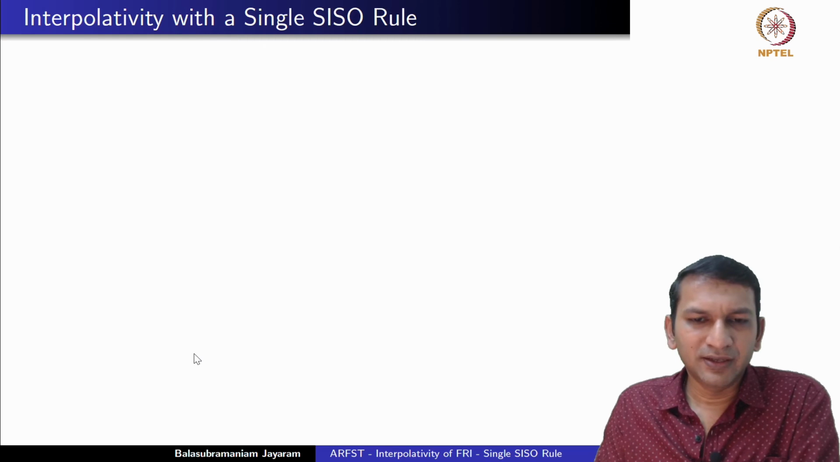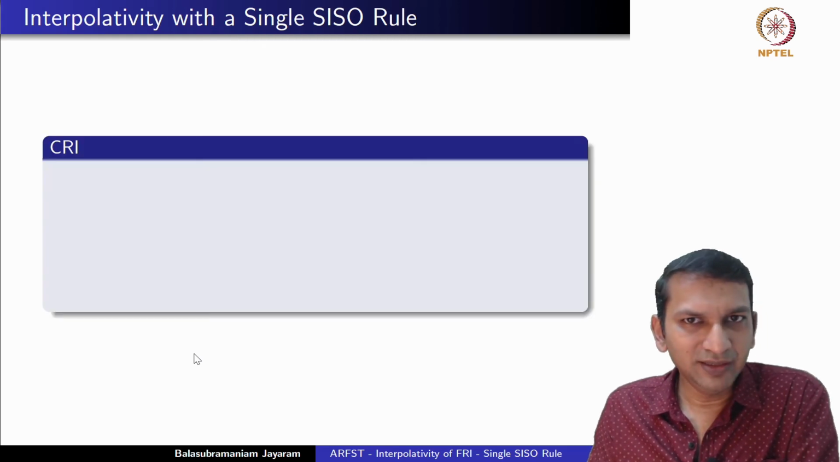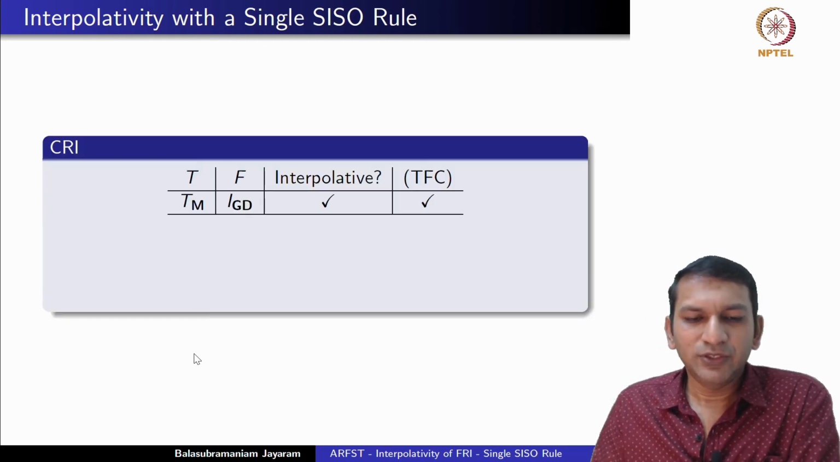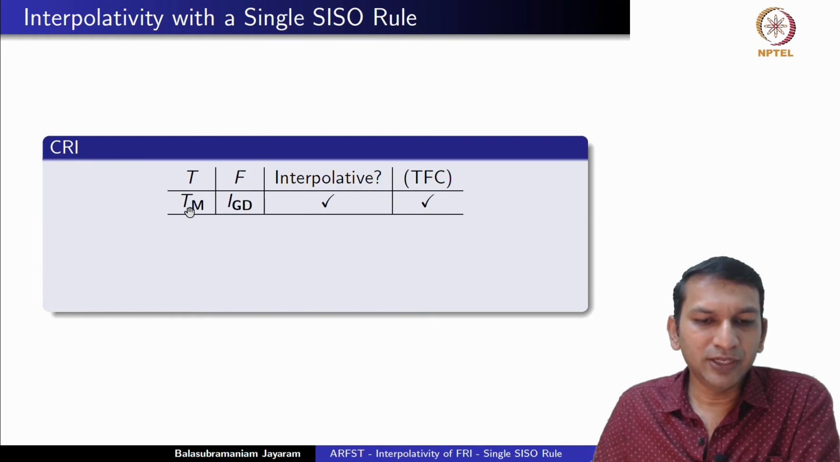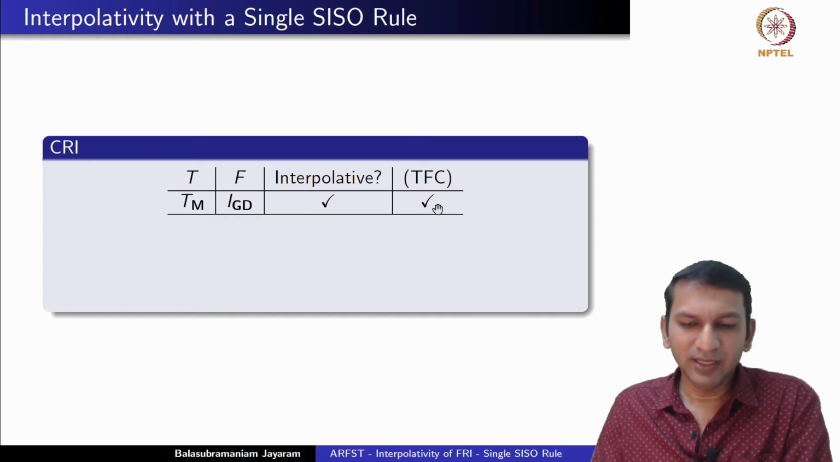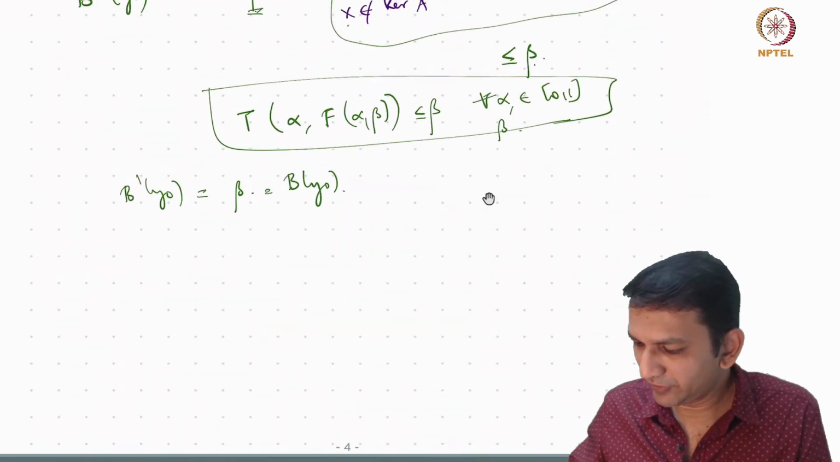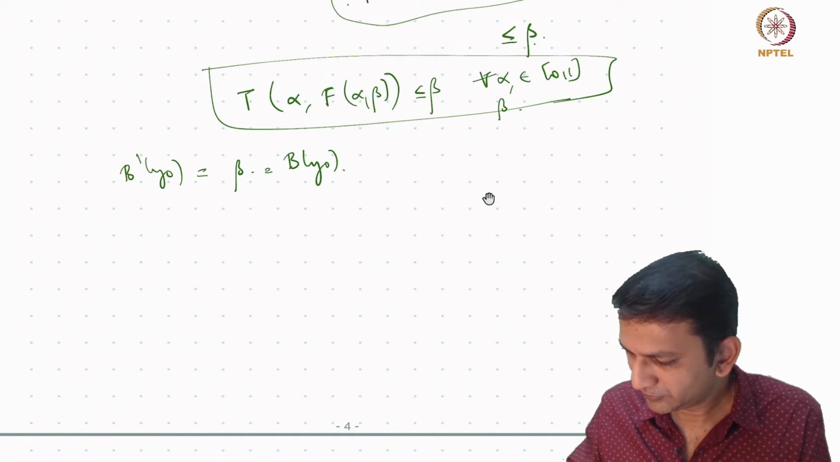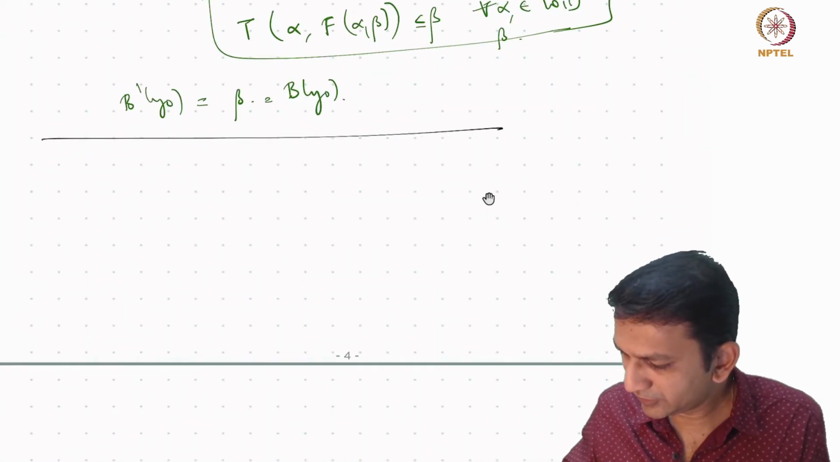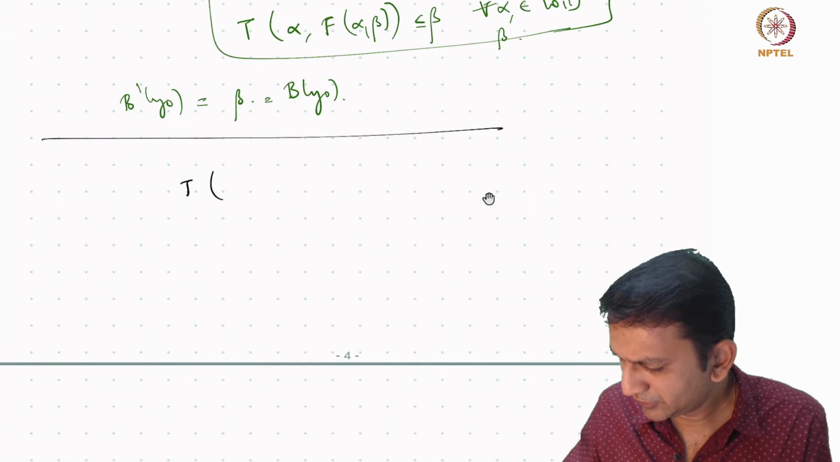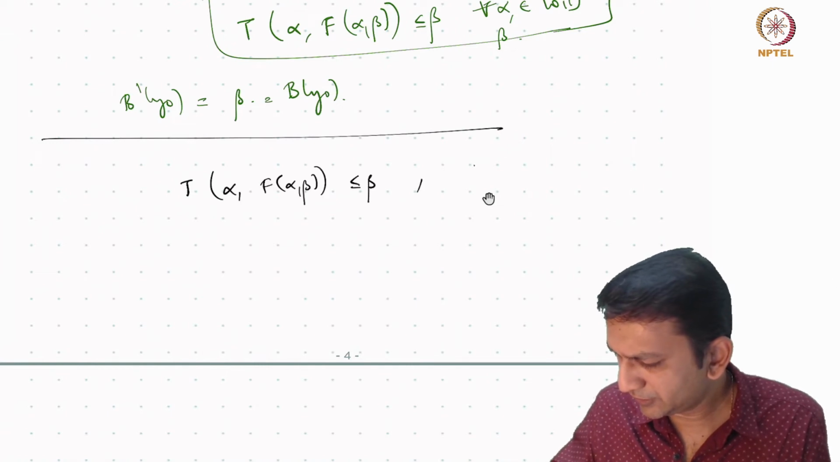Let's quickly check the observations we have made earlier, the examples we had. We saw that if you take the minimum t-norm for the T and the Gödel implication for f, it turned out to be interpolative. In fact, it can be shown that it does satisfy this functional inequality. Well, let's verify this. So the functional inequality that we are considering is this: T of alpha comma f of alpha beta should be less than or equal to beta for all alpha element of 0, 1.